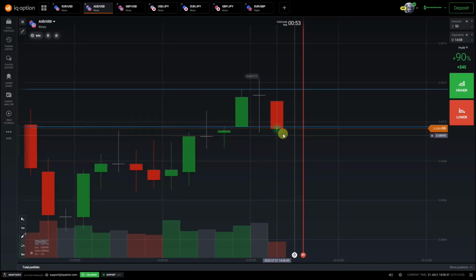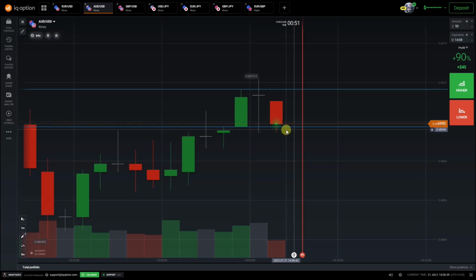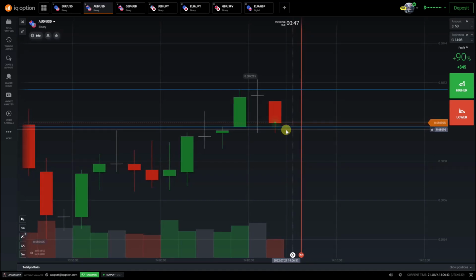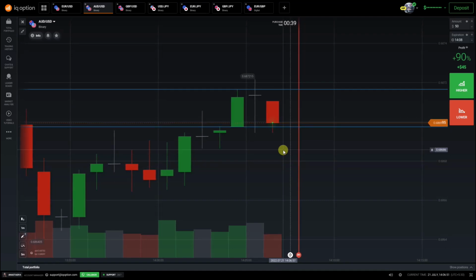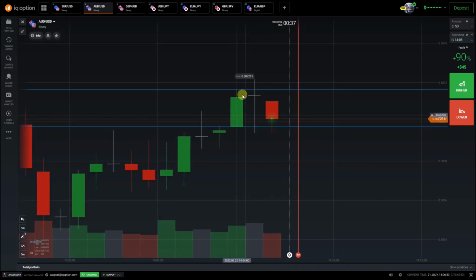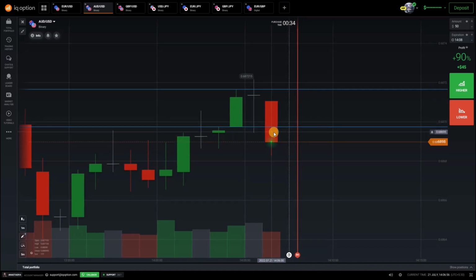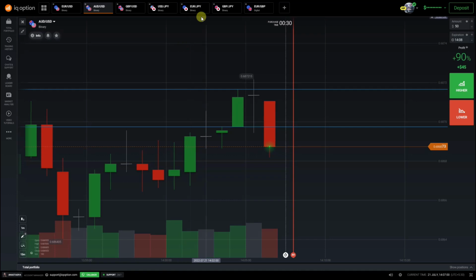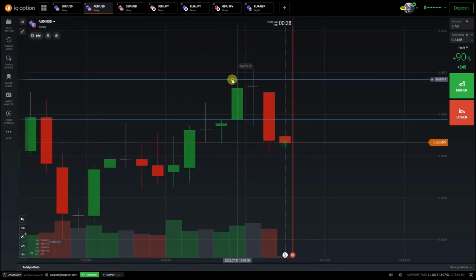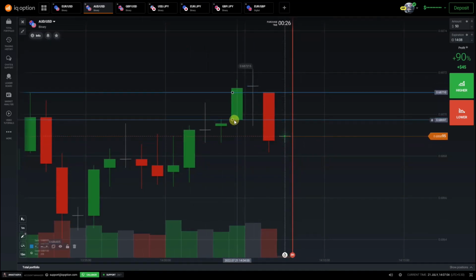Let's see. Sometimes you will wait a lot, but it's very good for getting a good strategy. You can see again the price moved down. Earning money is not easy. We need to wait. We need to show patience.